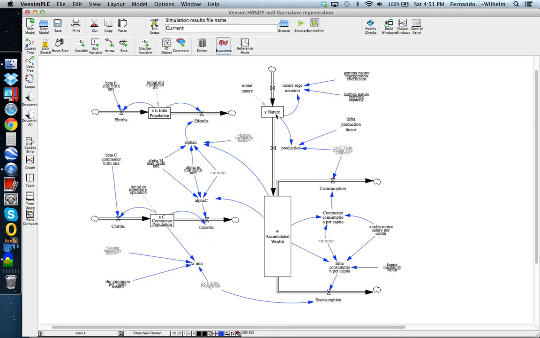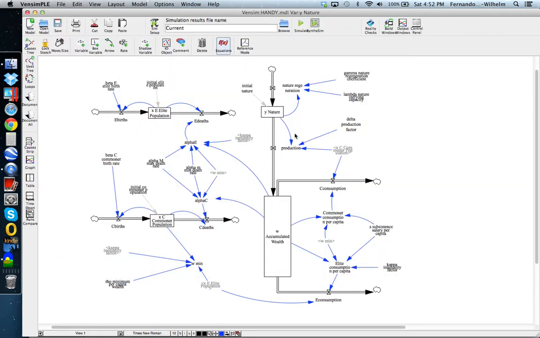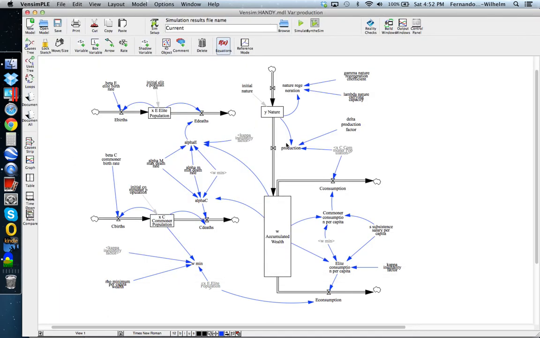Now if you look at the equation for nature, you get that essentially it is regenerated as we just saw, and it gets depleted with the minus sign for production, and production feeds the wealth, okay? If you look at the production term, you will see that the production is the delta production factor times the commoner population times nature. And this is basically meant to imply that the commoners are the ones depleting, in this model, the nature stock to produce wealth.